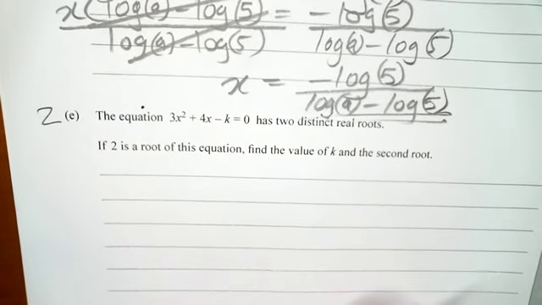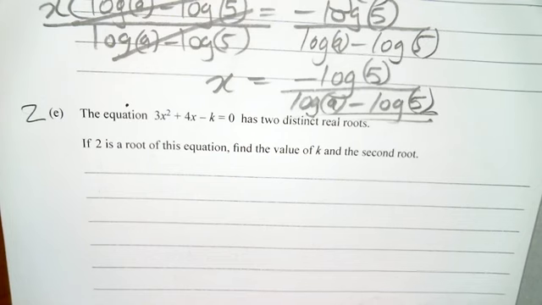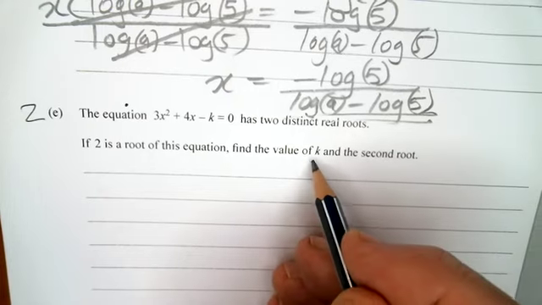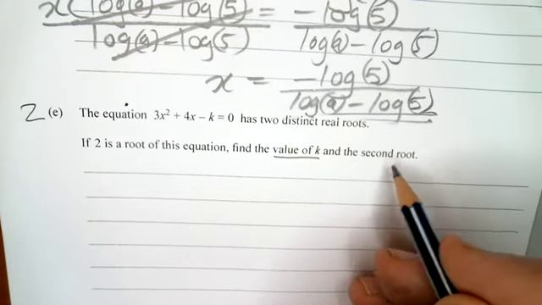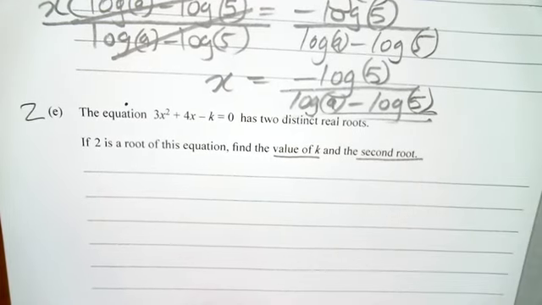It says the equation 3x plus 3x squared, plus 4x minus k is 0 has two distinct real roots. If 2 is a root of the equation, find k and the second root. So we've got two things to do. We've got to find k, and we've got to find the second root. Well, it seems really we'd find the second root first.